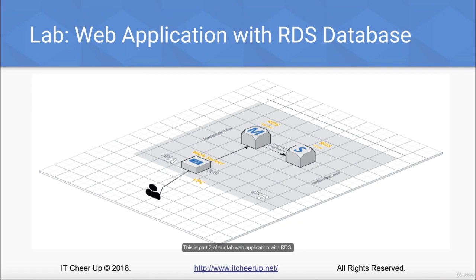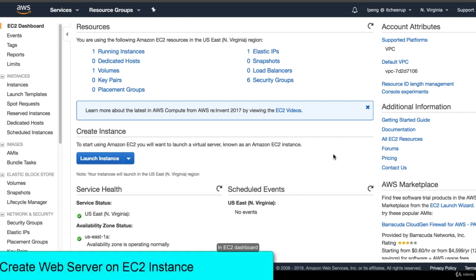This is part 2 of our lab, web application with RDS database. In part 1, we created a VPC with one public subnet for web server and two private subnets for RDS database. We created our DB instance with MySQL DB engine. Now let's go to the EC2 console to launch EC2 instance for our web server. In EC2 dashboard, click Launch Instance button.